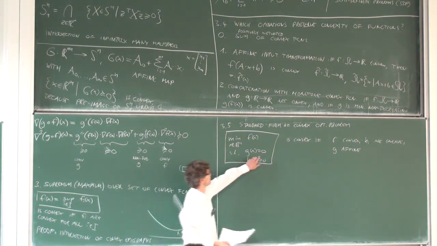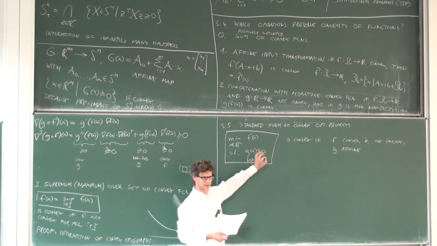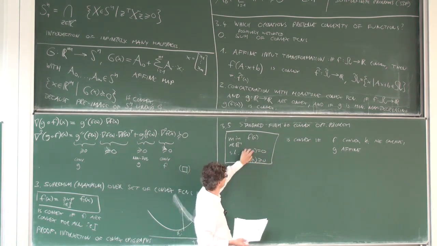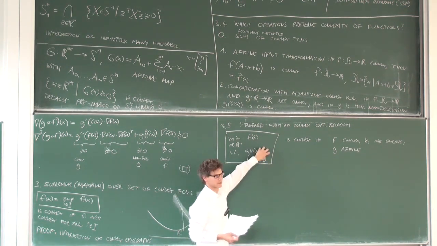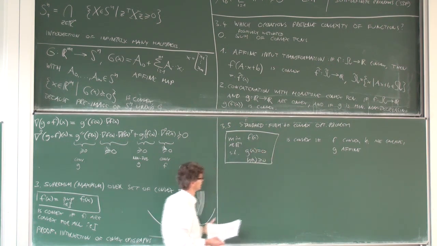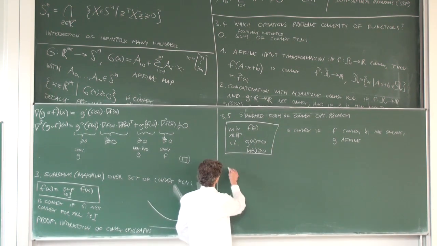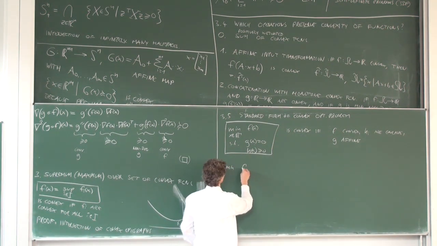Because then this point 0 is actually 1 point. 1 point is a convex set, and the set of all points where an affine map maps to this 1 point is a convex set because it's an affine pre-image of this convex set.